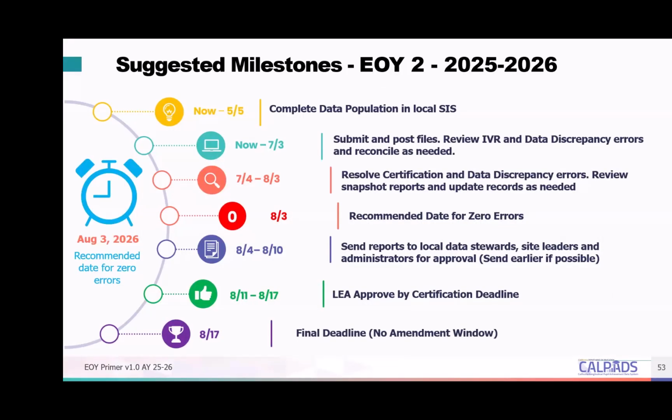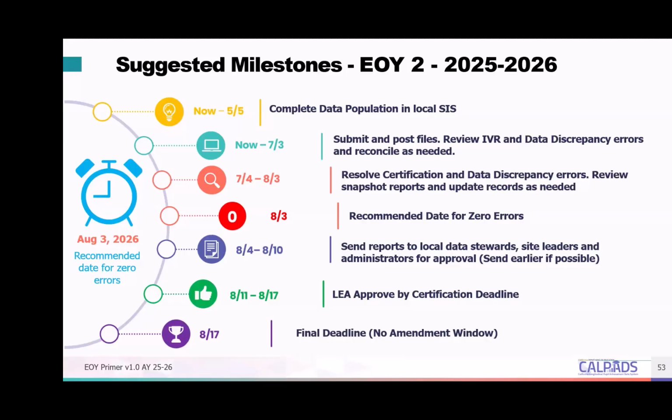All right, let's cover the suggested milestones for end of year 2. From now until the snapshots begin, we suggest that you complete the data population in your local student information system. Concurrently, beginning now as well, you can also submit those files to CALPADS. This gives you an opportunity to identify any data discrepancies and resolve them and reconcile data as needed.